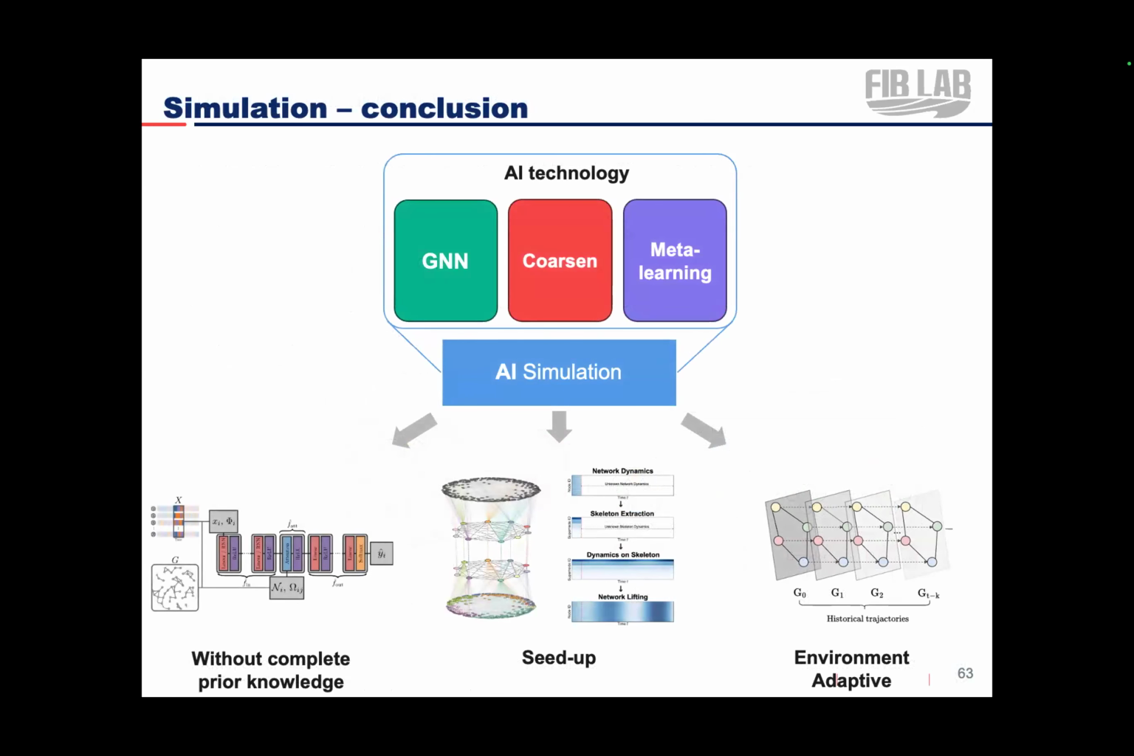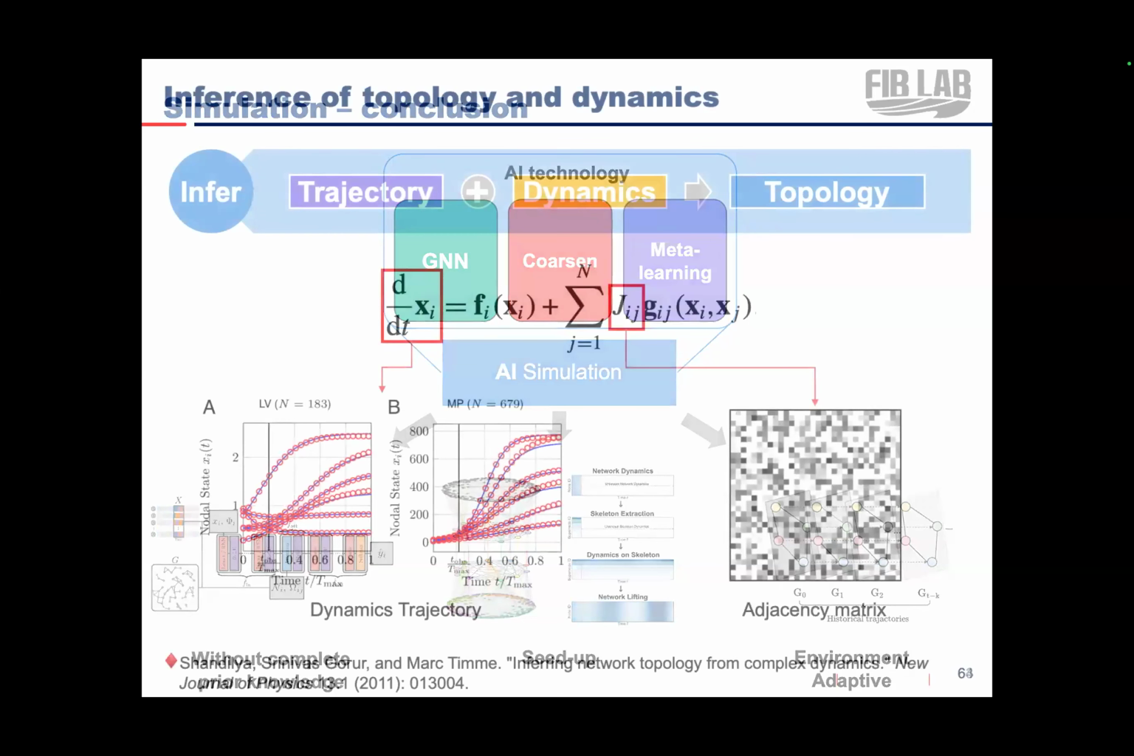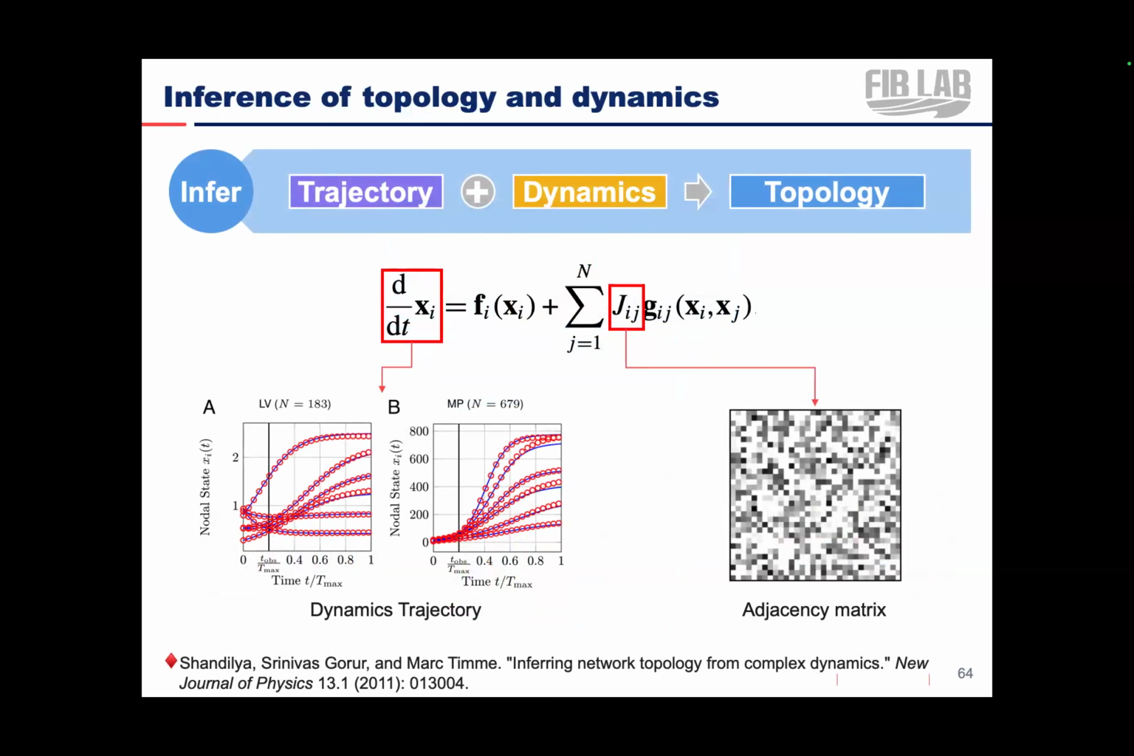So AI-driven simulation is data efficient, fast, and adaptive. And these are three traits that traditional methods struggle to combine. Whether learning dynamics from scratch, simplifying large networks, or adapting to change, these techniques open the door to realistic, scalable simulations of complex systems. And the next part is inference.